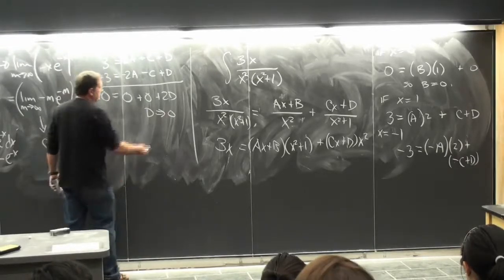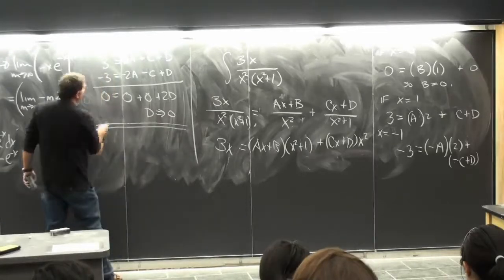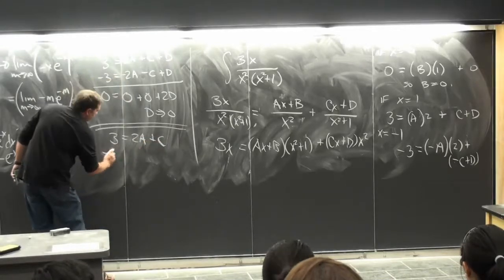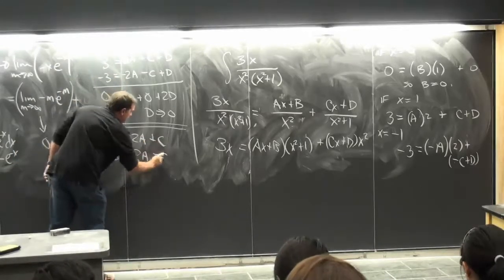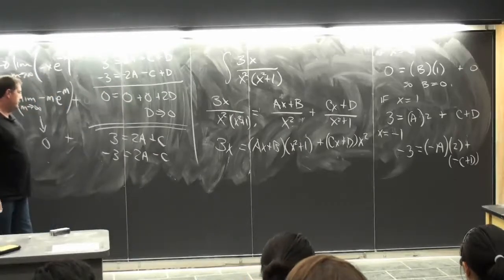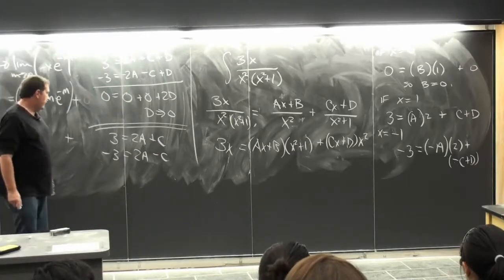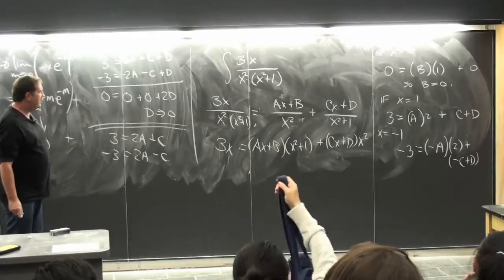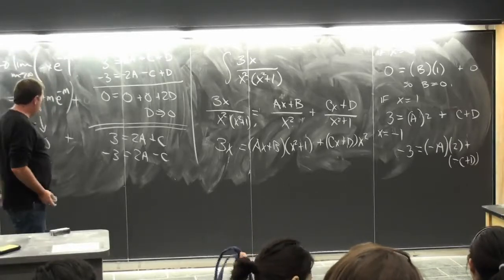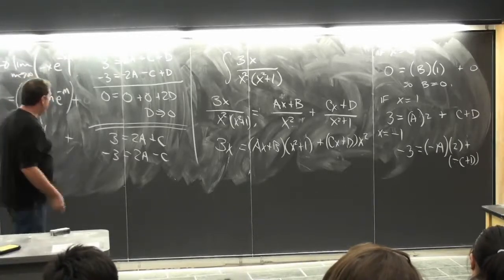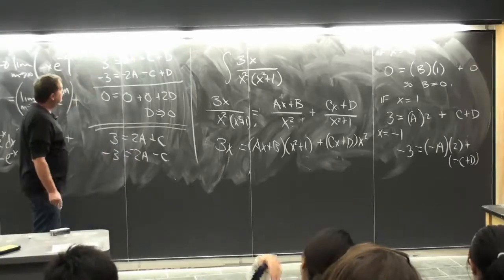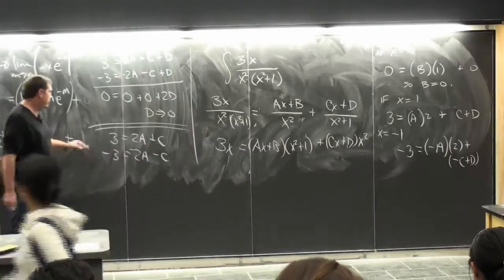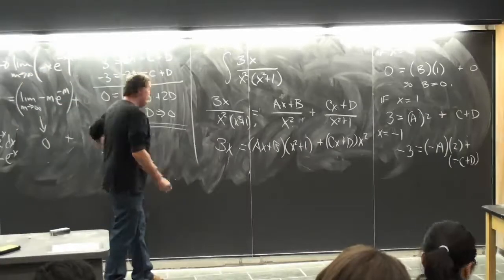So now I can go back again and see that since d is 0, I've got 3 equals 2a plus c, and negative 3 equals negative 2a minus c. If I add those together, I get 4a... is everything 0? What the heck? All right, I made a mistake somewhere. This is a negative, so this is no information to me. So I need to get another equation.